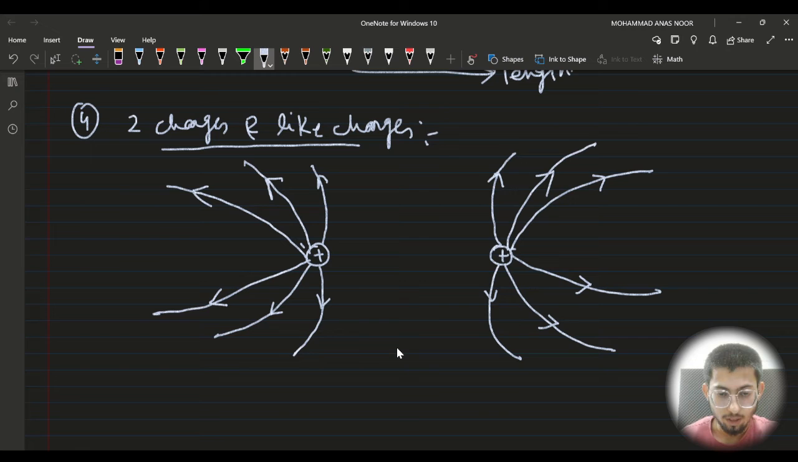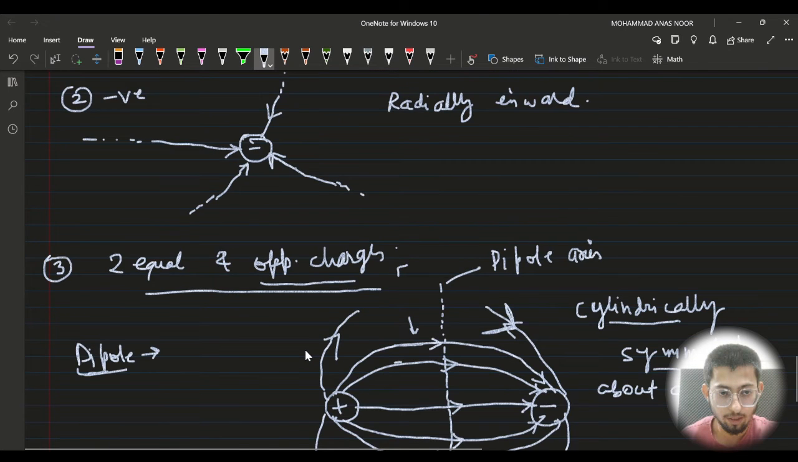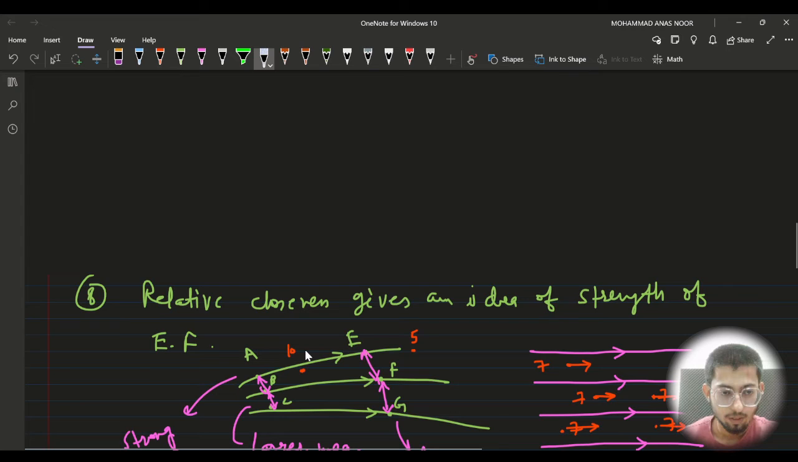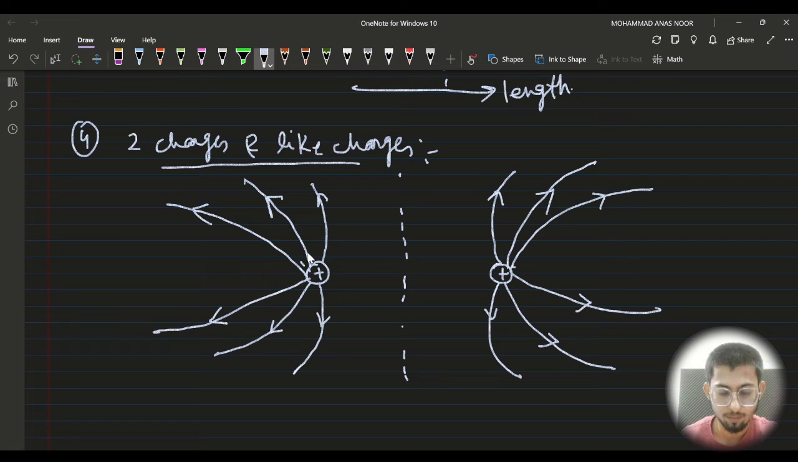So that is the thing that he said in the next point, that the electric field lines expand laterally. So this is the lateral. They are expanding like this, going away from each other. This is called expanding laterally.